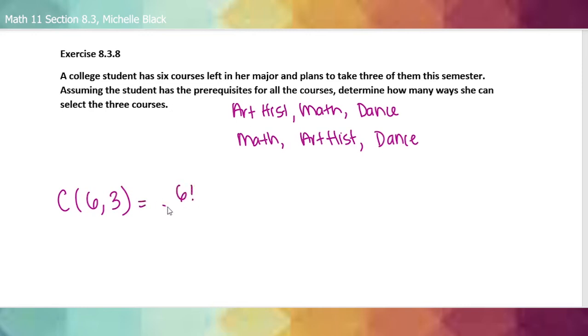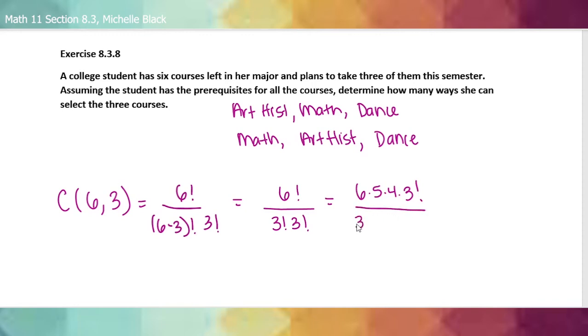Plugging this in, we end up with 6 factorial over 3 factorial, 3 factorial. That's 6 times 5 times 4 times 3 factorial over, I'm going to write one of them out because I know I'm going to cancel this other one. And if you multiply what's left, you're left with 20 ways.